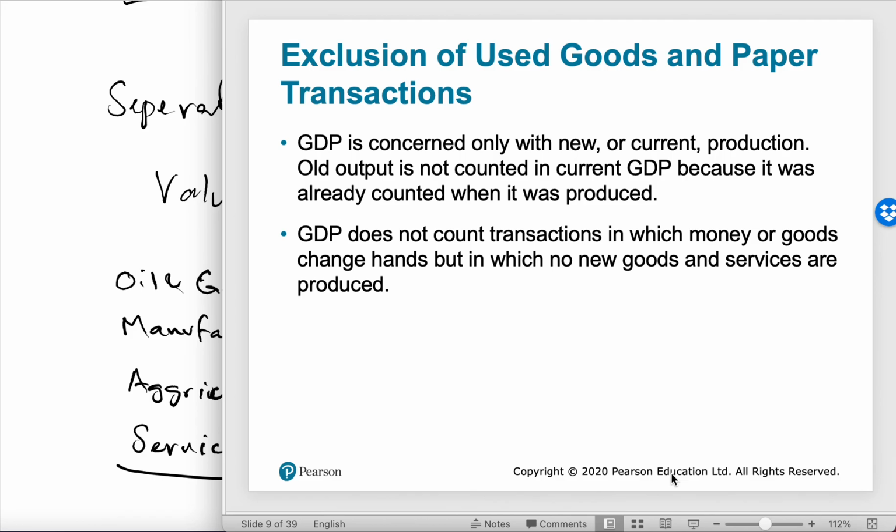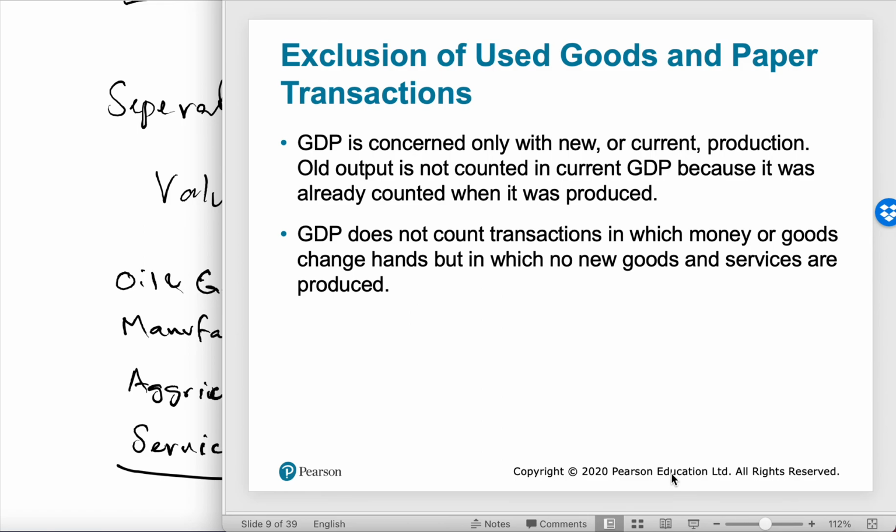In this way, make no mistake, you should not count used goods. So if you're buying a book, if it is new, it is going to be in the GDP. If it is a used book, like from a second-hand shop, that is not in the GDP. And paper transactions are not producing anything. There are some people who buy from here and sell it to others. The service they provide should be counted, but the product not.